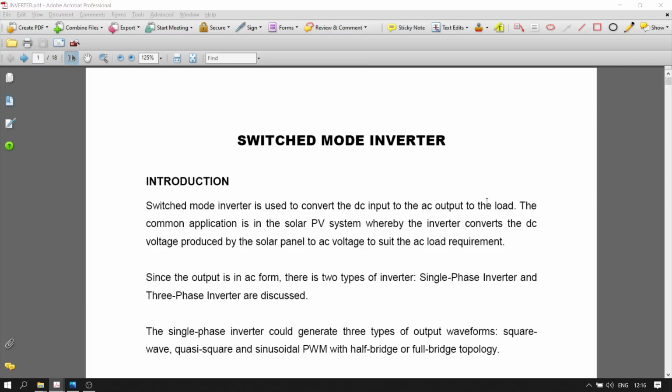I just want to make some additional video on the switch mode inverter. So we have looked into this. What is an inverter? An inverter basically converts the input DC supply for the load which requires an AC type of voltage or supply. So you want to change from DC to AC.